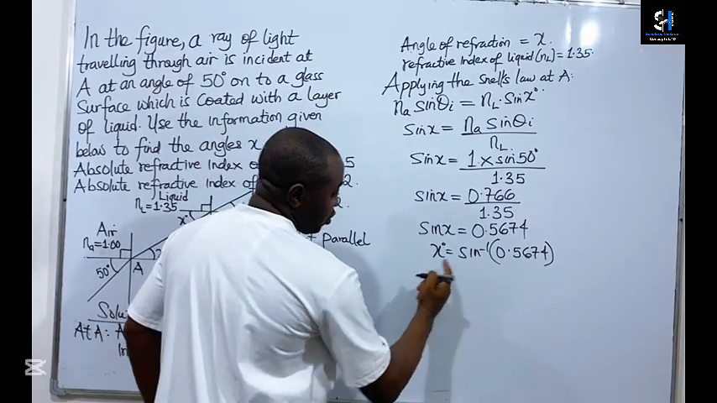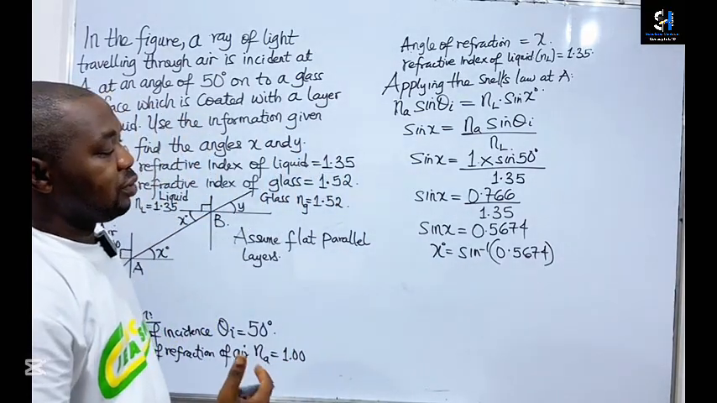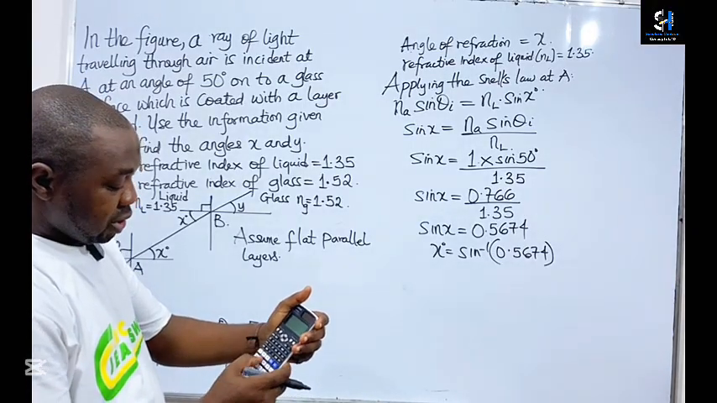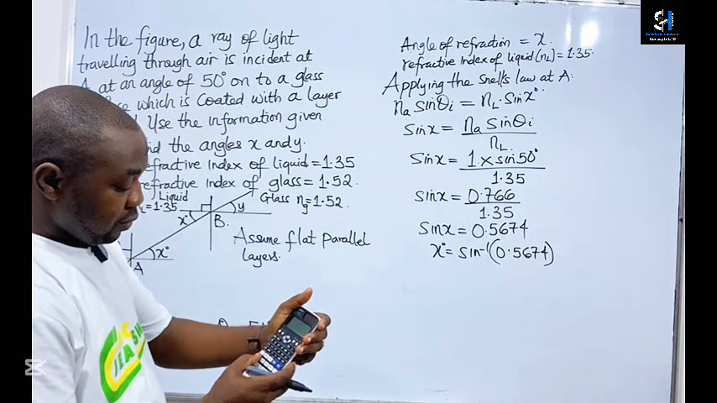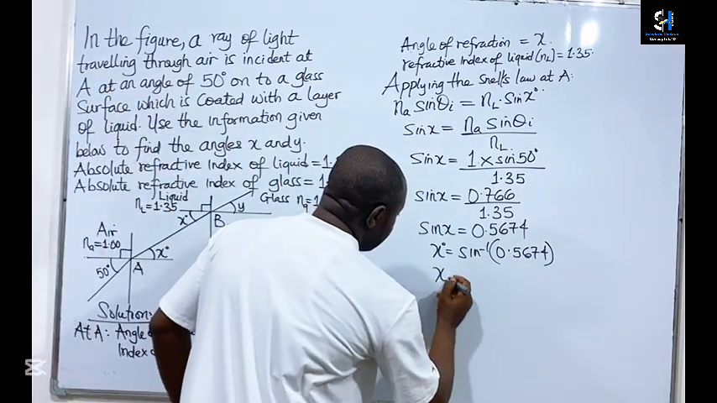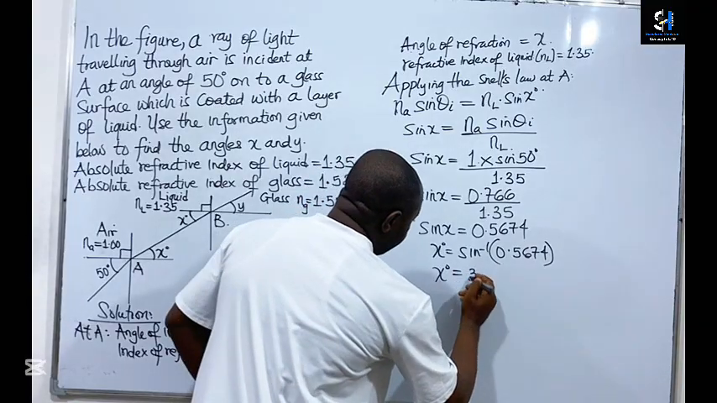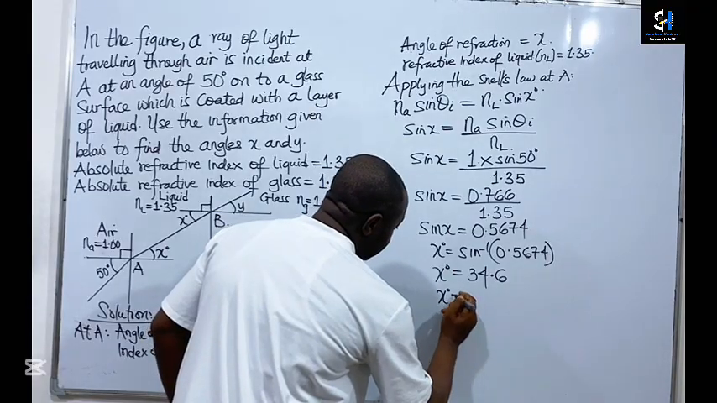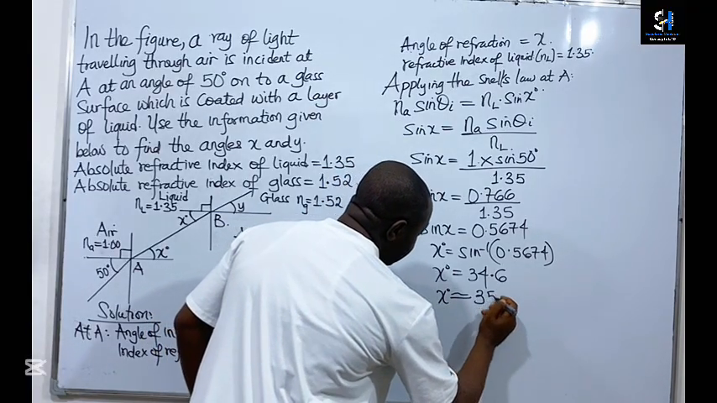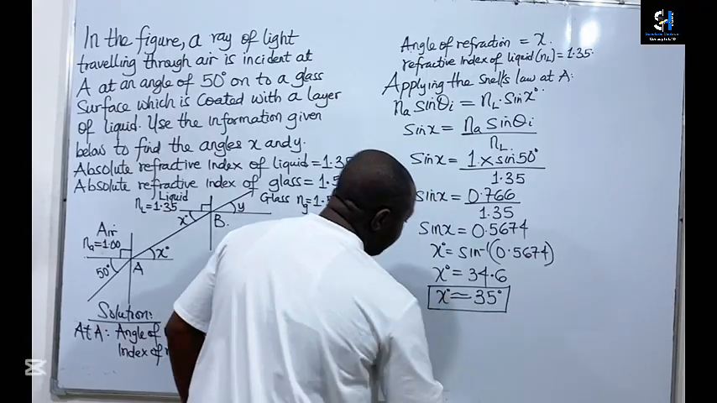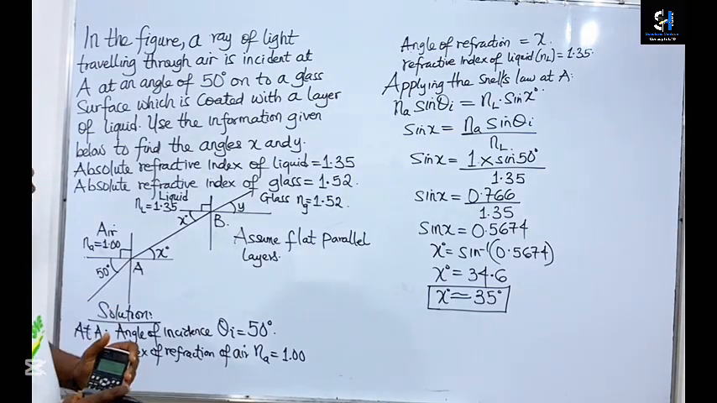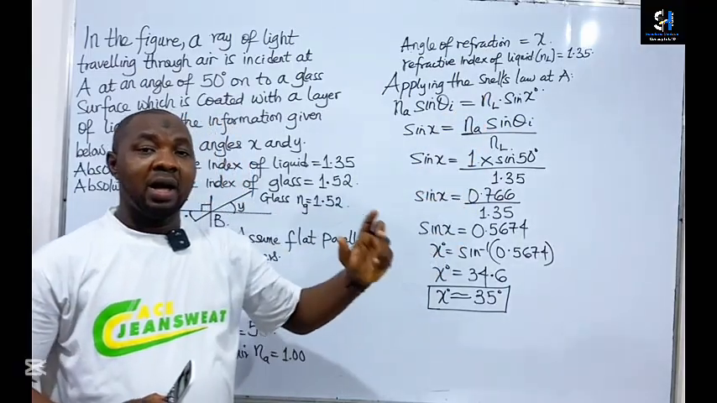So x equals the inverse sine of 0.5674. Let's get it. That is x equals 34.6, which we can approximate to 35 degrees. So the value of x is 35 degrees. This is when we apply Snell's law at A.